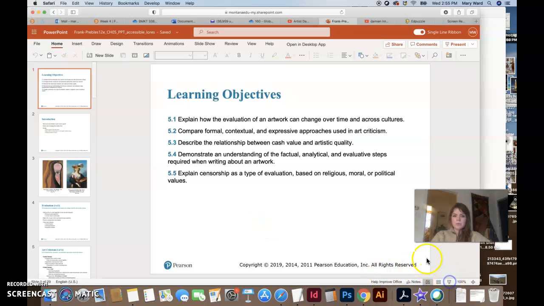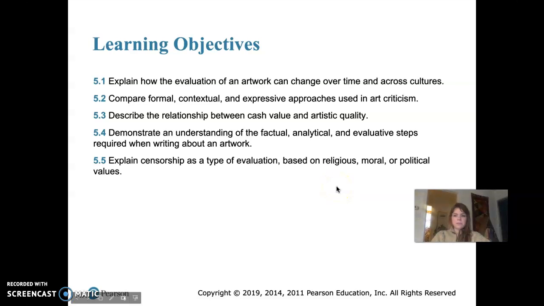Hey guys, so this will be the Chapter 5 lecture. So here are the learning objectives.